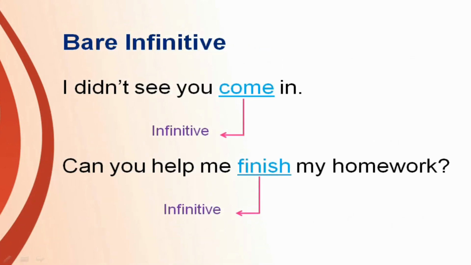Let's have some examples of bare infinitives. I didn't see you come in. In this sentence, come is an infinitive verb. It is a bare infinitive verb. In this verb, I have not mentioned to with this verb. That's why I call it bare infinitive. This sentence could be, I didn't see you to come in. If I mention to with this verb, then it will be an infinitive verb. Without to, it is a bare infinitive verb.